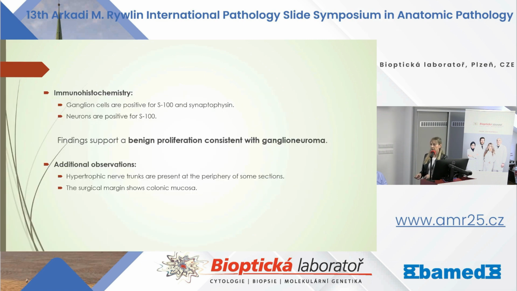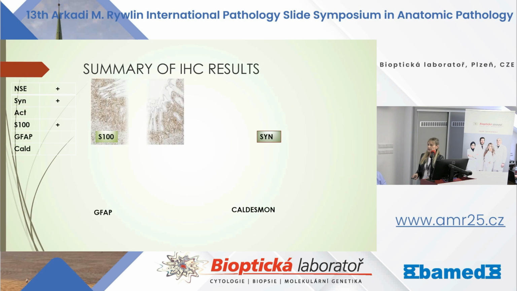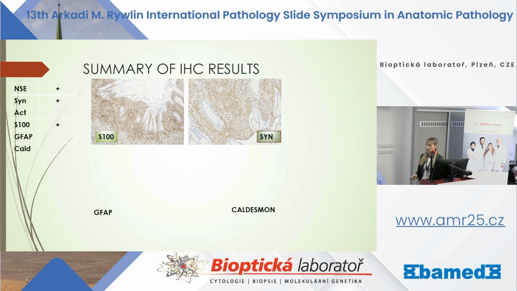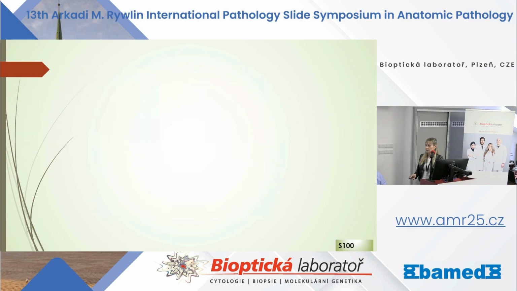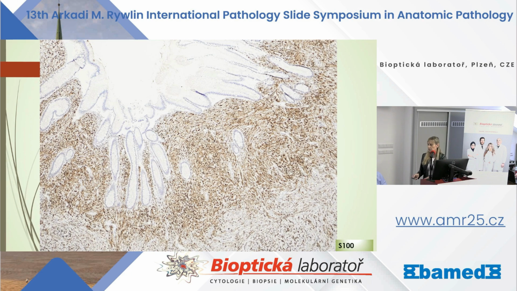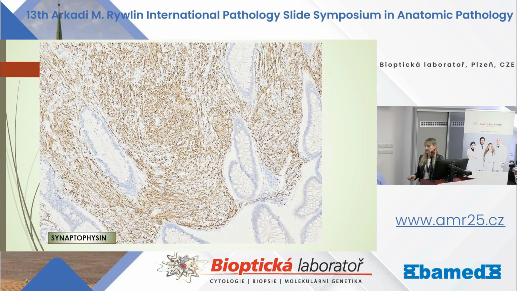Ganglion cells were positive for S100 and synaptophysin, and neurites are positive for S100. So findings support a benign proliferation consistent with ganglioneuroma. Hypertrophic nerve trunks were present at the periphery of some sections, and the surgical margin shows colonic mucosa. On immunohistochemistry, S100 was positive, synaptophysin was positive, while GFAP and caldesmon were negative. Here we can see at high magnification S100 positivity of the cells and synaptophysin.